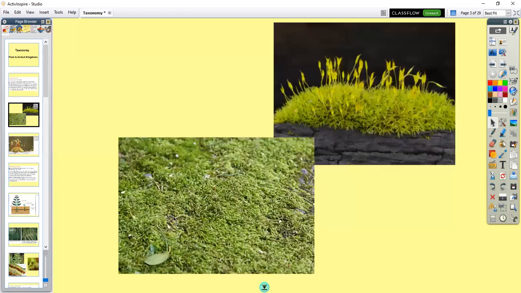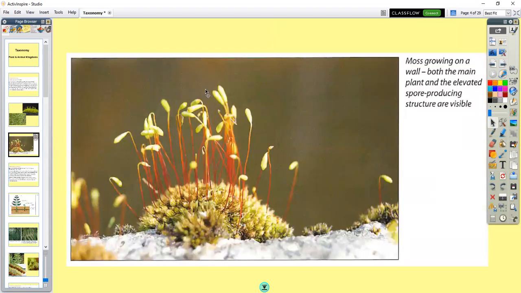Okay, so these are typical mosses that we would see. They have a spore-producing structure, which you can see up the top here. So they reproduce by spores, and we can see that here also. That may be visible during their life cycle. Okay, so reasonably simple plants.